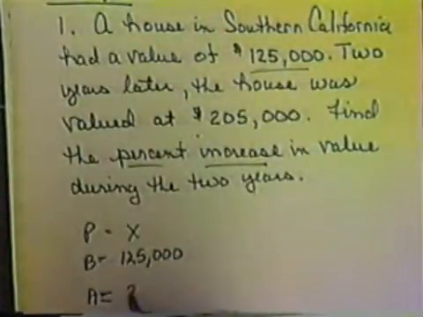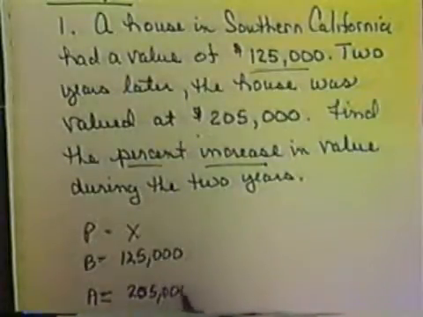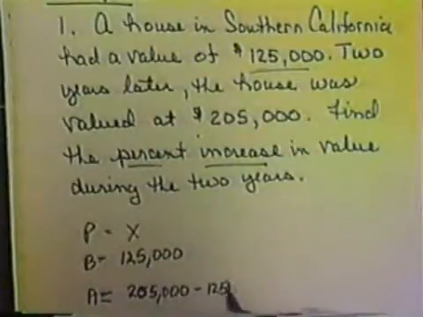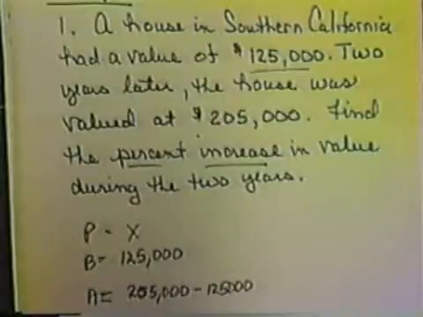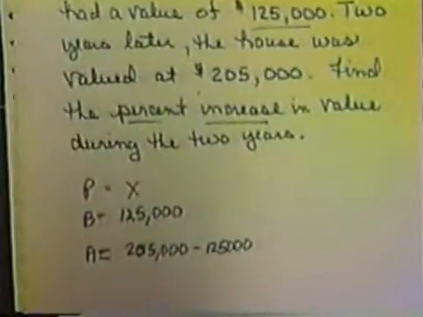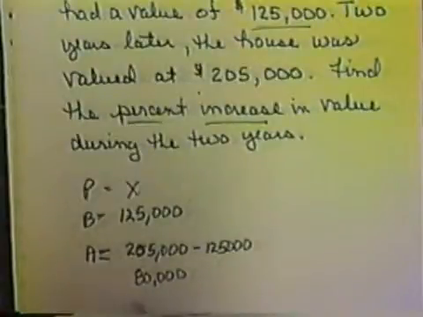So we want to take $205,000 and subtract the $125,000, and we end up with $80,000 as the amount. $80,000 represents the increase. That's not a bad increase over 2 years, and you didn't even have to work for it, did you?